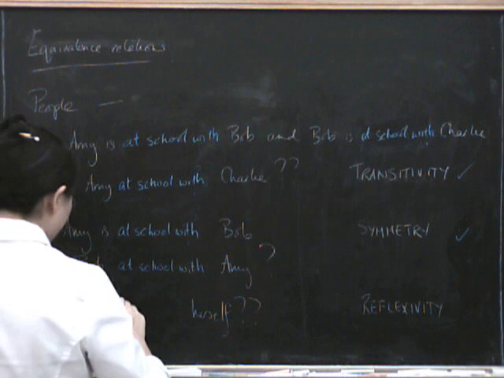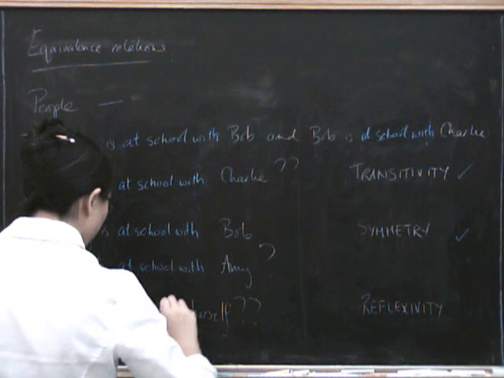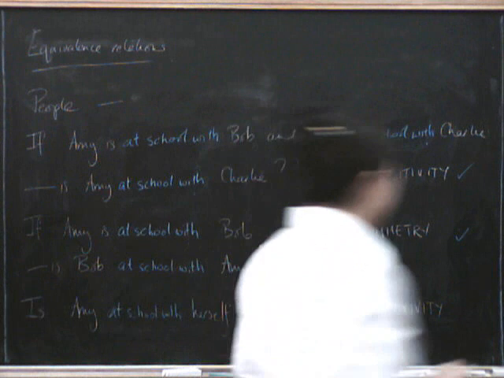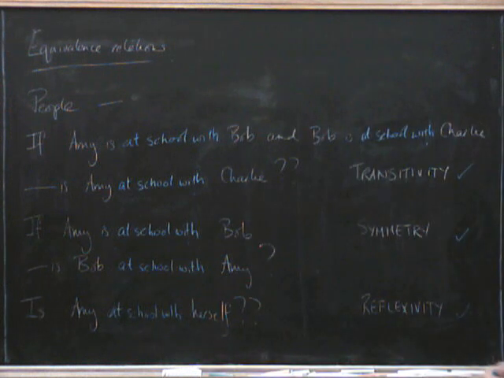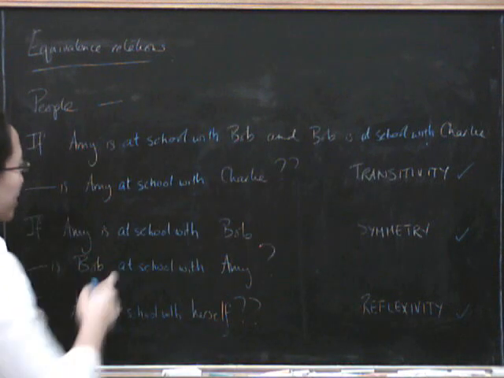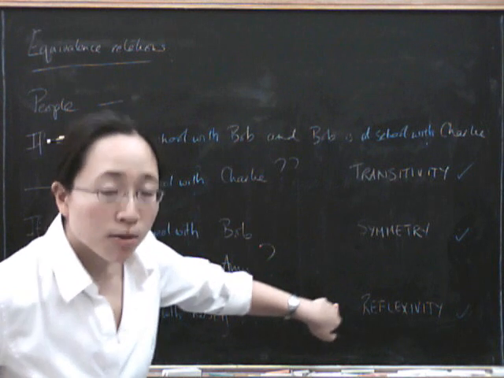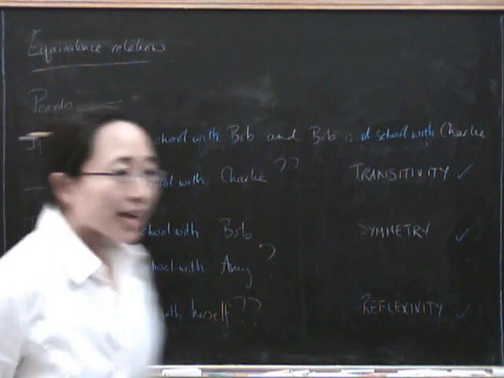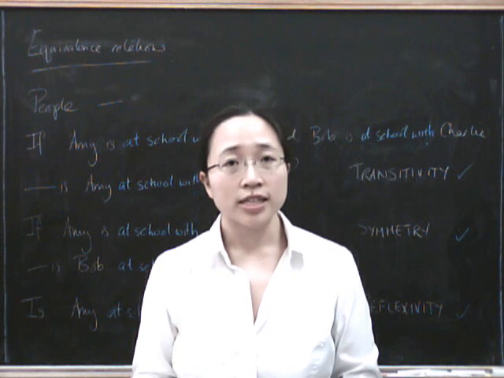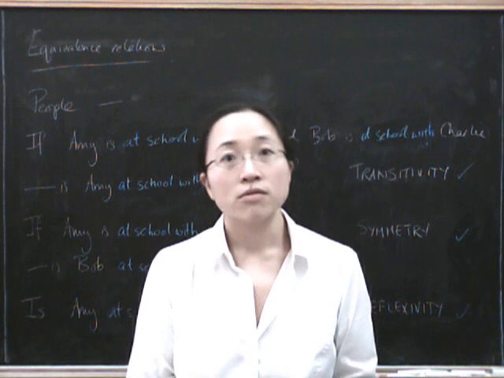And finally, is Amy at school with herself? I think the answer to that is yes as well. So being at school with someone is an equivalence relation. So this one is an equivalence relation because it satisfies these three properties. So we'll make that more formal later, and we'll then also see why satisfying these properties is what we want for a relation to be neat and tidy.